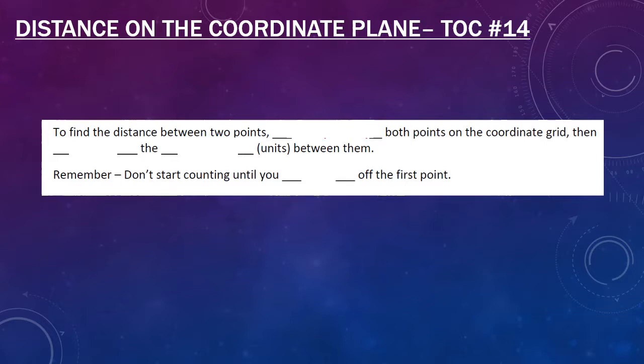Let's dive in. On the front of your notes at the very top, we have a little bit of instructions. It says to find the distance between 2 points, plot or graph those points on the coordinate grid. Then count the distance or units between them. Now, here's the kicker. Don't start counting until you move off the first point. Students want to count that first point as number 1, but that will give you a wrong calculation because you have to move off that first point before you have a space that is between two distances.